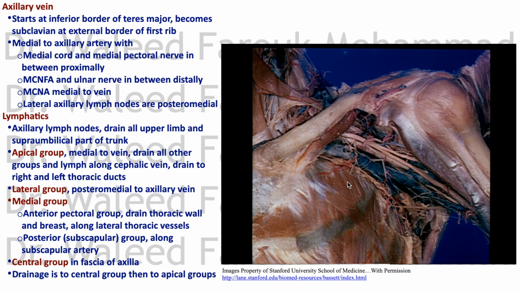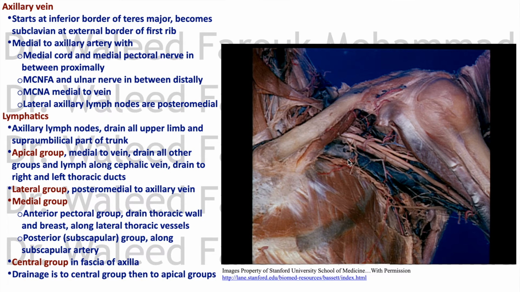Lymphatics in the axilla. Axillary lymph nodes in the fascia of the axilla are divided into groups. The apical group is medial to the vein, all medial to the vein, by the way. Medial to the vein, it drains all other groups to the thoracic ducts, either the right lymphatic duct on the right or the thoracic duct on the left.